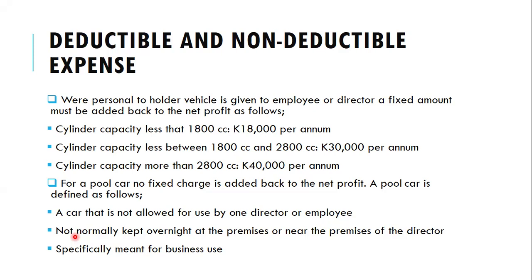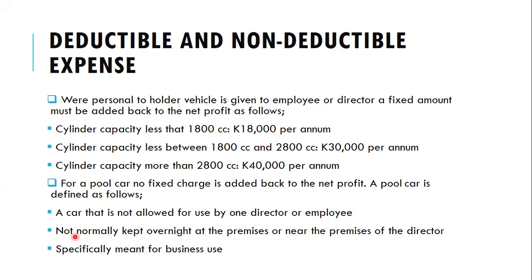Then if the cylinder capacity is between 1,800 cc and 2,800 cc, a total of 30,000 per annum applies, so you add back 30,000. If the car has a cylinder capacity of more than 2,800 cc, then the amount to be added back to the net profit is 40,000 per annum.